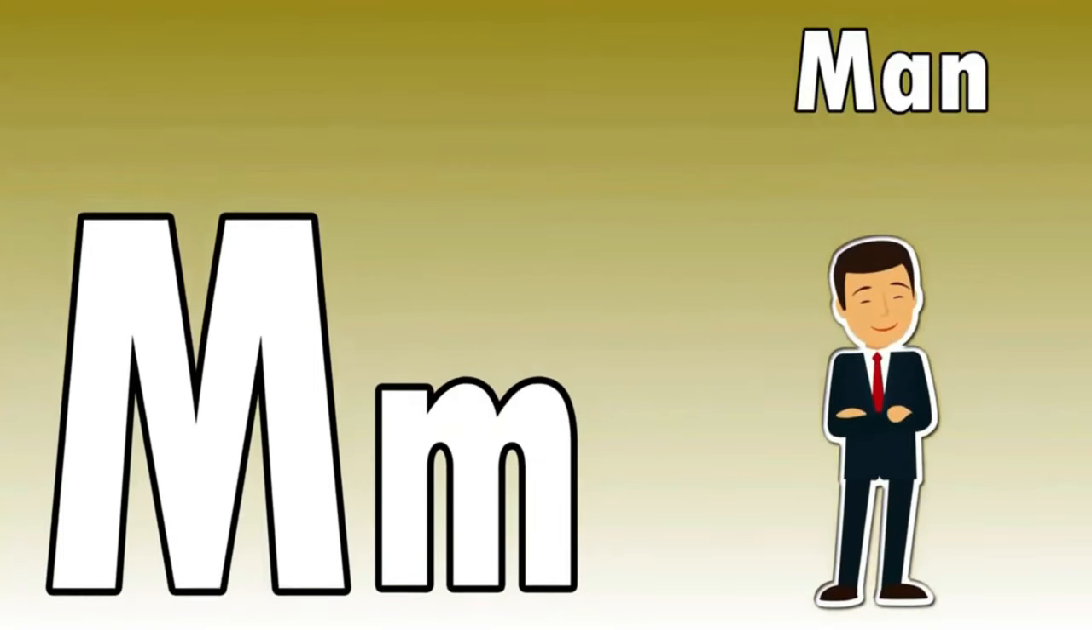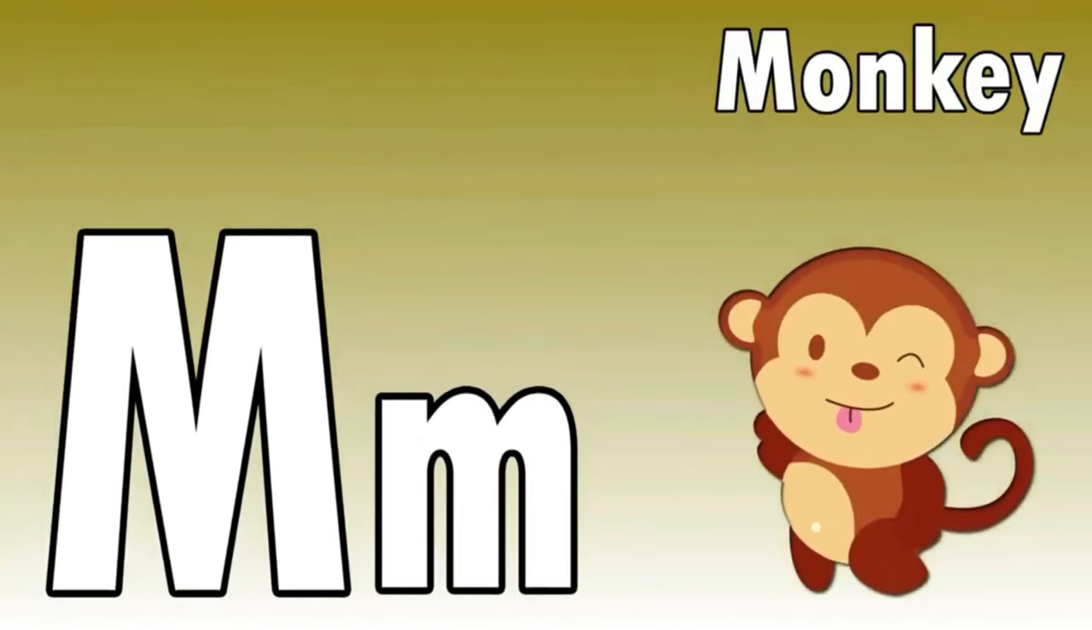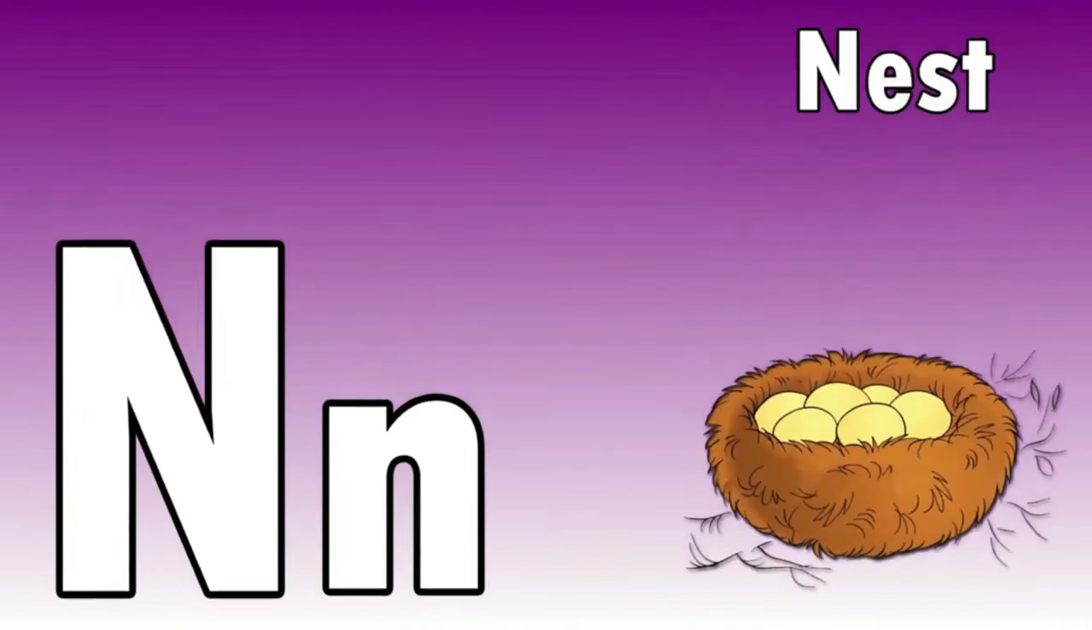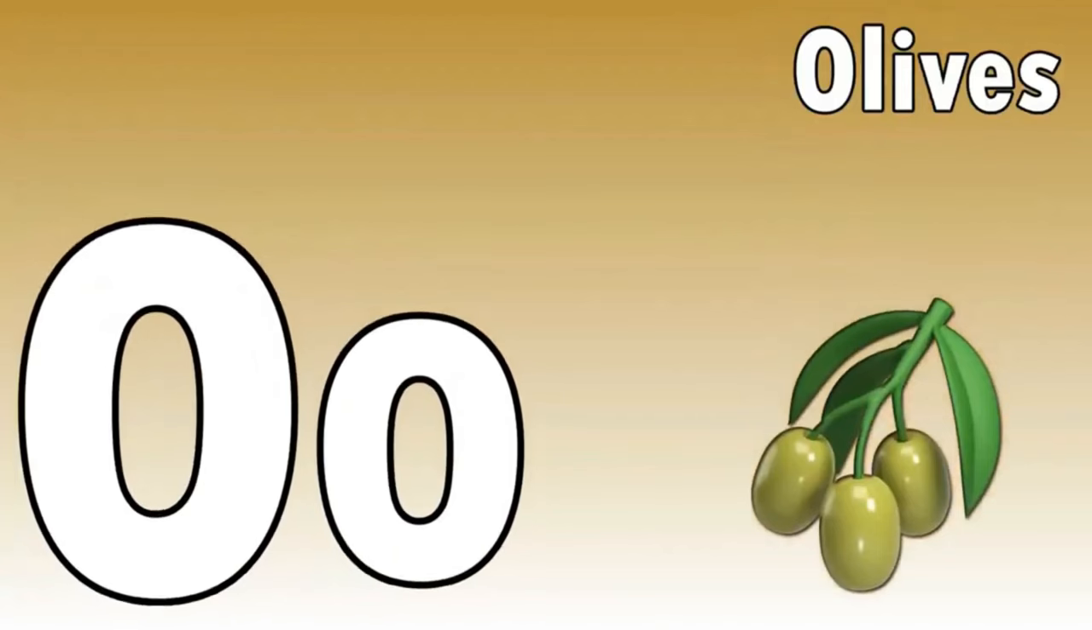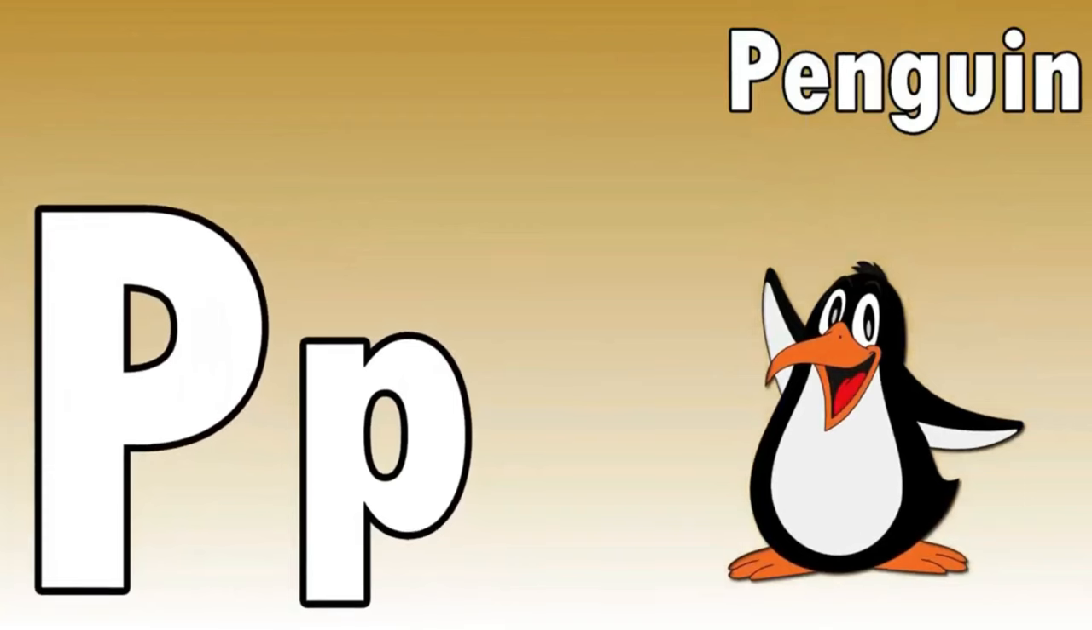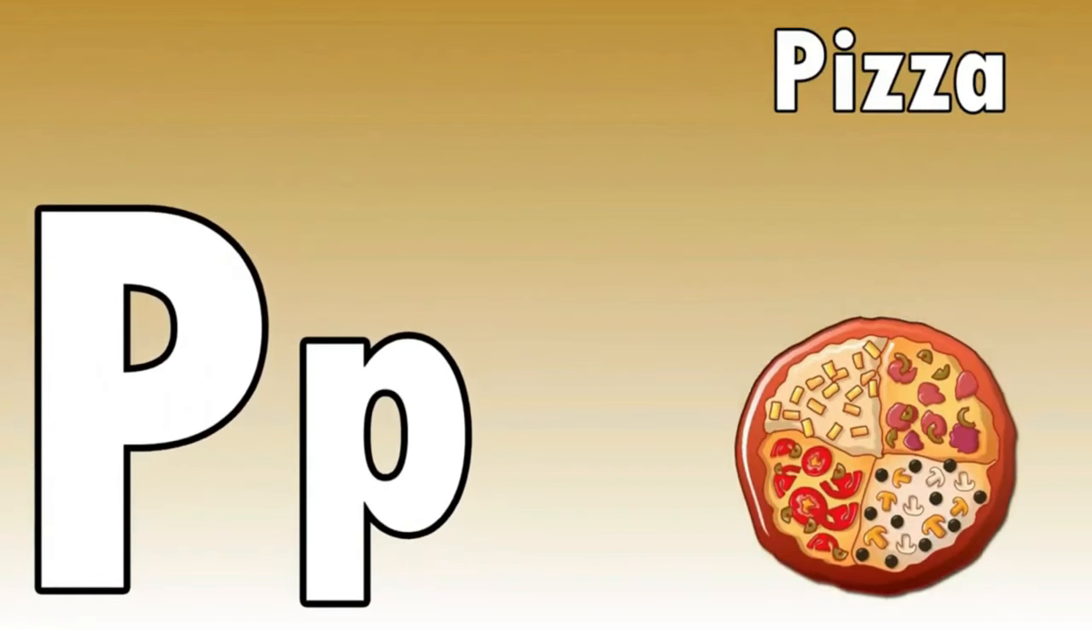M, man. M, m, man. M, monkey. M, m, monkey. N, nut. N, n, nut. N, nest. N, n, nest. O, olives. Oh, olives. Oh, octopus. Oh, oh, octopus. P, penguin. P, p, penguin. P, pizza. P, p, pizza.